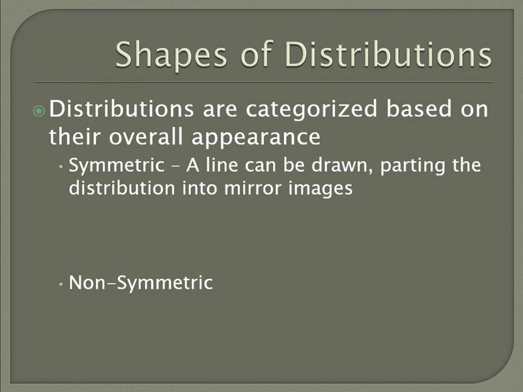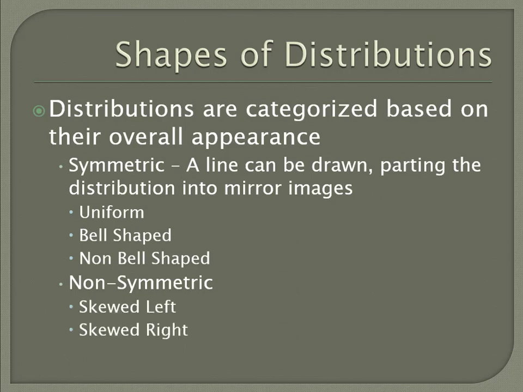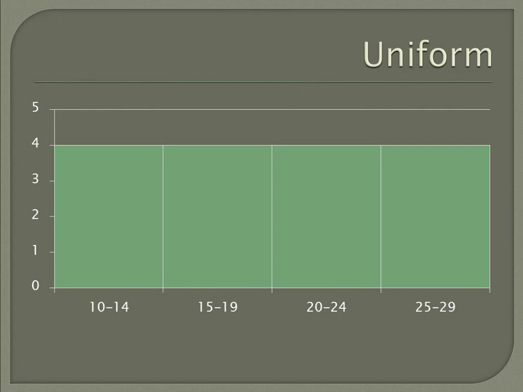Let's look at the different types of symmetric distributions that exist first. So we have uniform, bell-shaped, and non-bell-shaped curves. Then for the non-symmetric, we have skewed to the left and skewed to the right. And let's take a look at an example of each. Uniform data is such that the frequencies or the heights of the histogram bars are all approximately equal to one another.